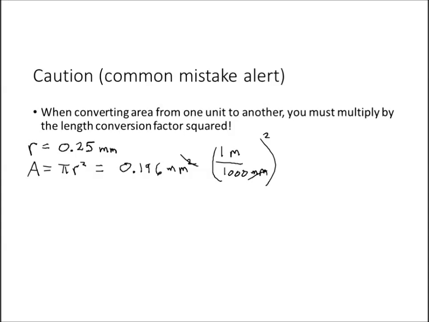So now I have 1 meter squared here, and then 1,000 millimeters squared here, so the square millimeters are now canceled. So instead of dividing by 1,000, I have to divide by 1,000 squared. If I do that, then I will get the right answer. I will get the same area that we got earlier, which was 1.96 times 10 to the minus 7 meters squared.